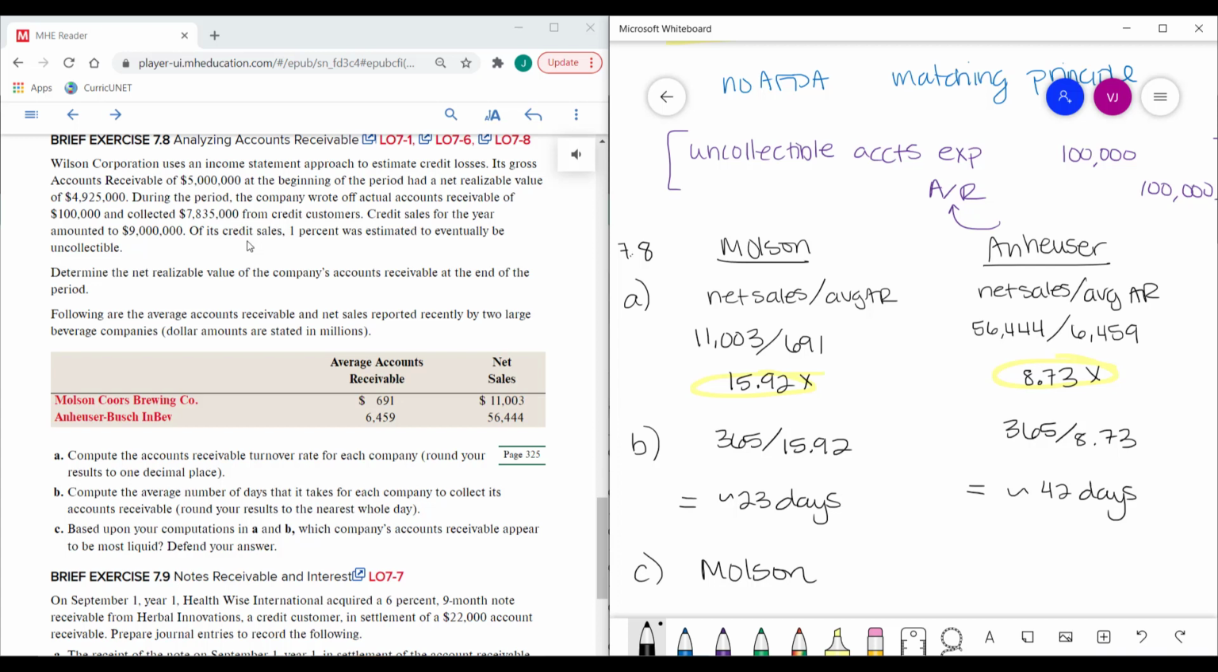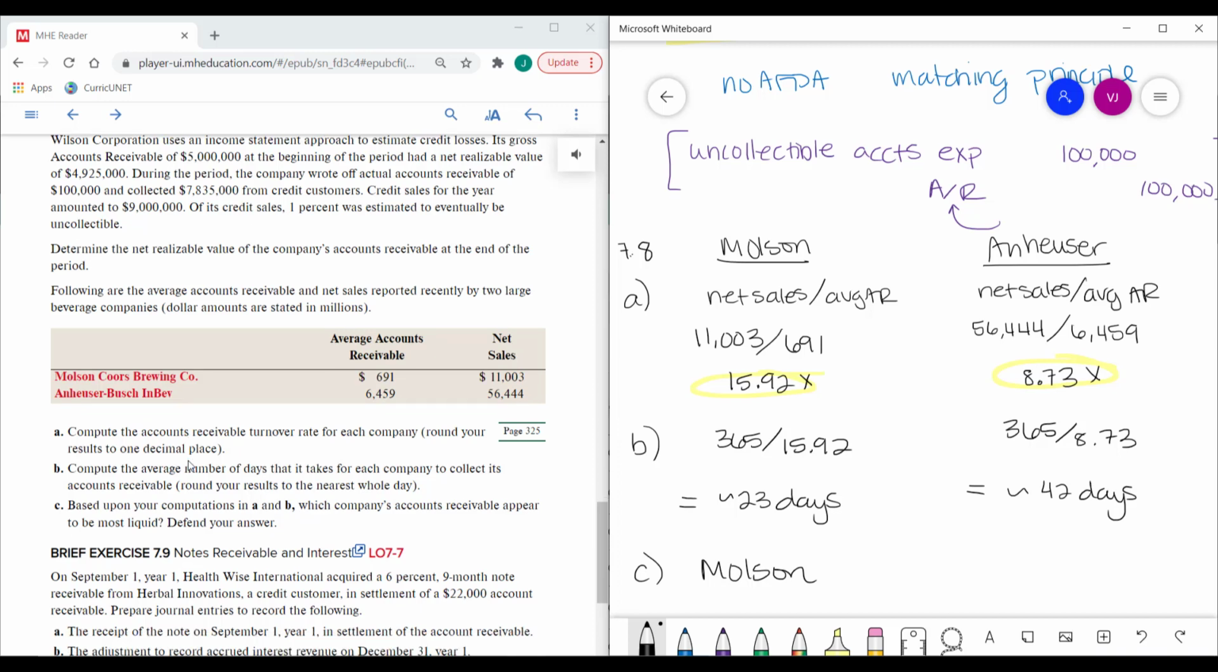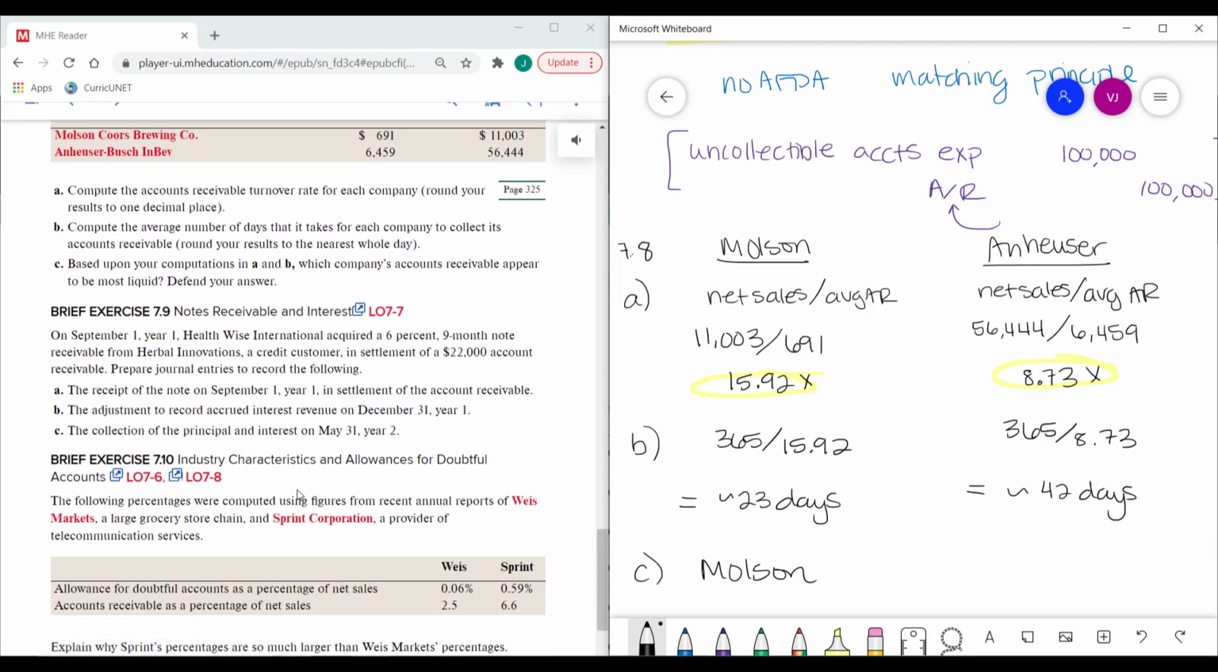So cash right now is better than cash tomorrow, right? So Molson proves to be a little bit more liquid than Anheuser because they're collecting their accounts receivable more quickly. Might have to do with the policies they have or how good they check the creditworthiness of their customers before extending credit to them. It could be a variety of things, but ultimately Molson is doing a better job of that.